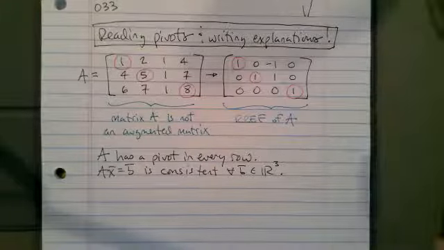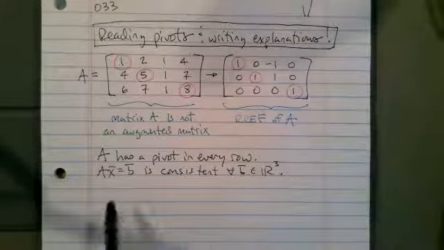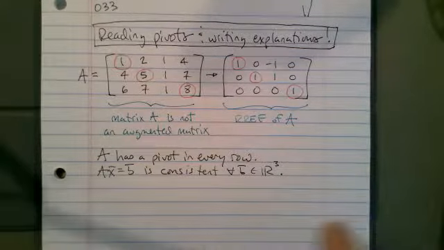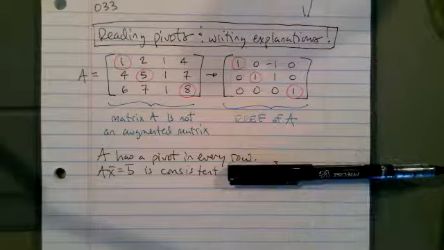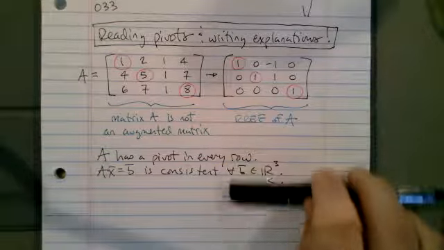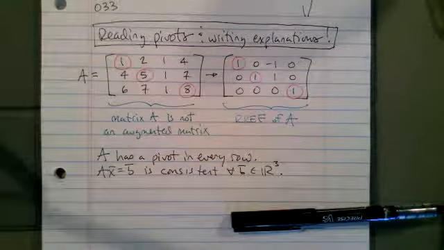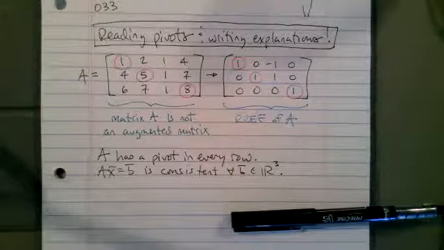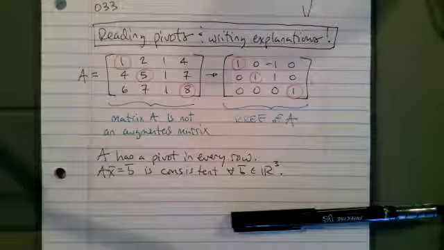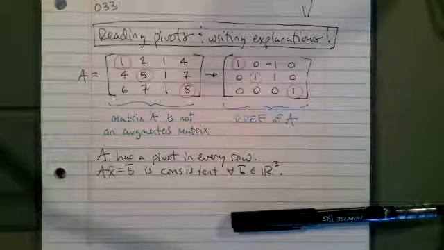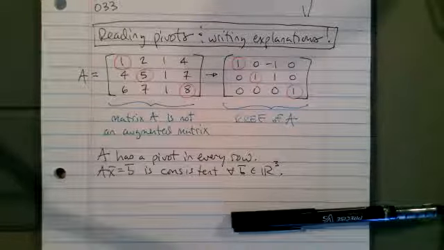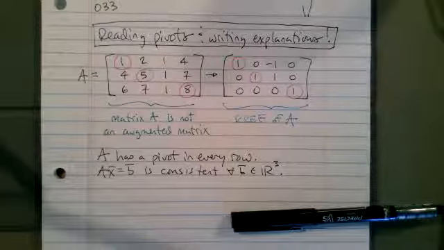Now, another important part of this statement is that we're saying AX equals B is consistent. That's not where it ends. We're making a stronger statement. AX equals B is consistent for all B in R3. AX equals B is always consistent would be kind of a more casual way to say that. And this is a conclusion that we drew because A has a pivot in every row. That's where it can end.